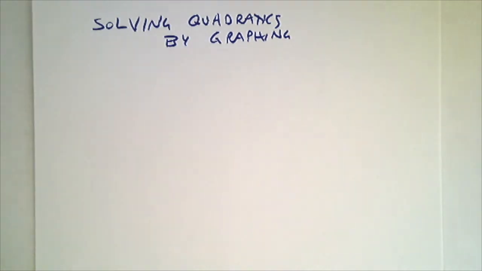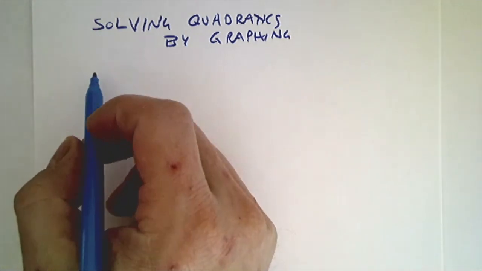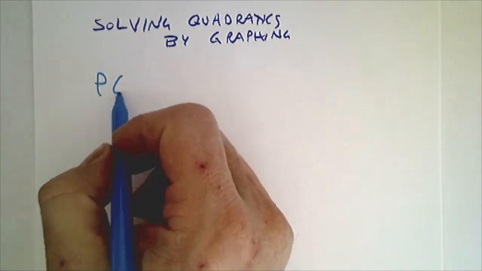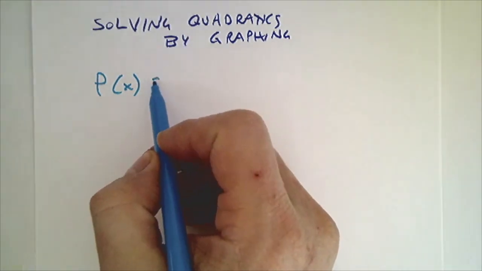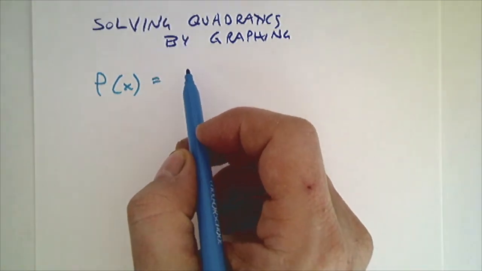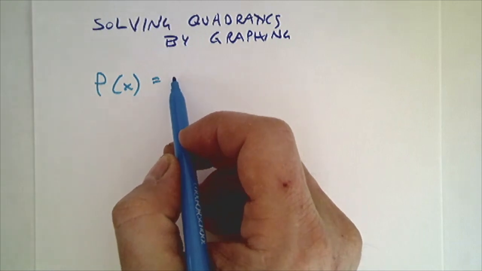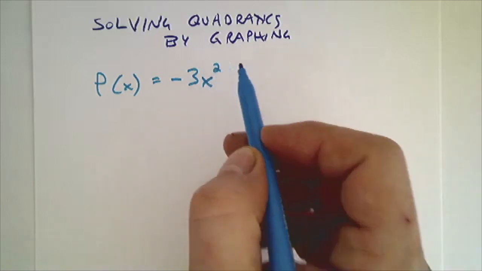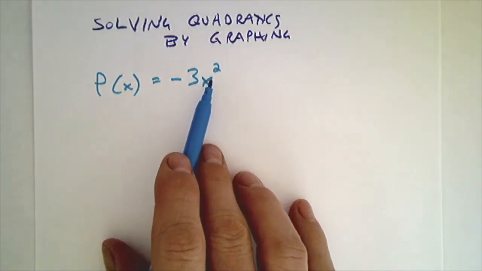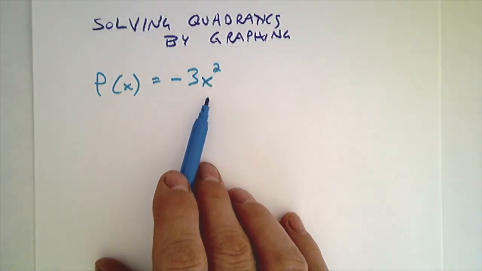So we're going to solve quadratics by graphing. Let's create a scenario. We're looking at measuring the profit margin as a function of the number of products we're going to make, and it equals... Now the cost of producing is going to be a negative number, and it's going to be a function of how many units times the units. So this is one modeling situation.